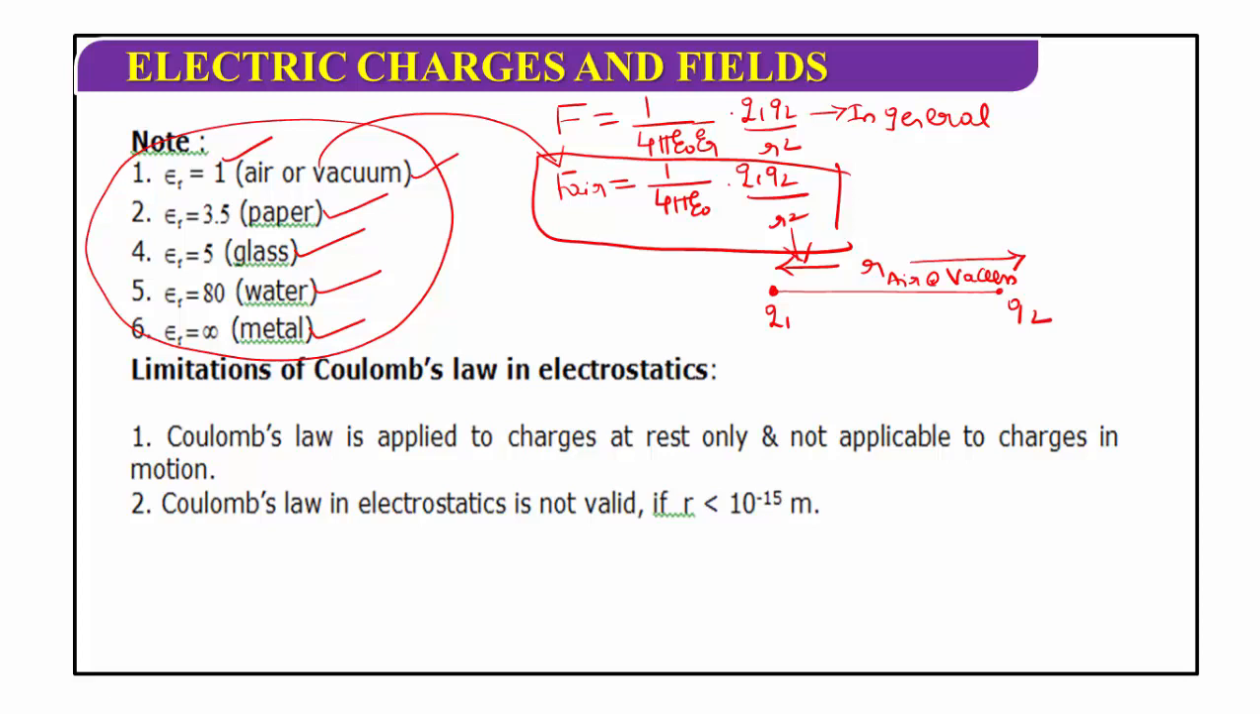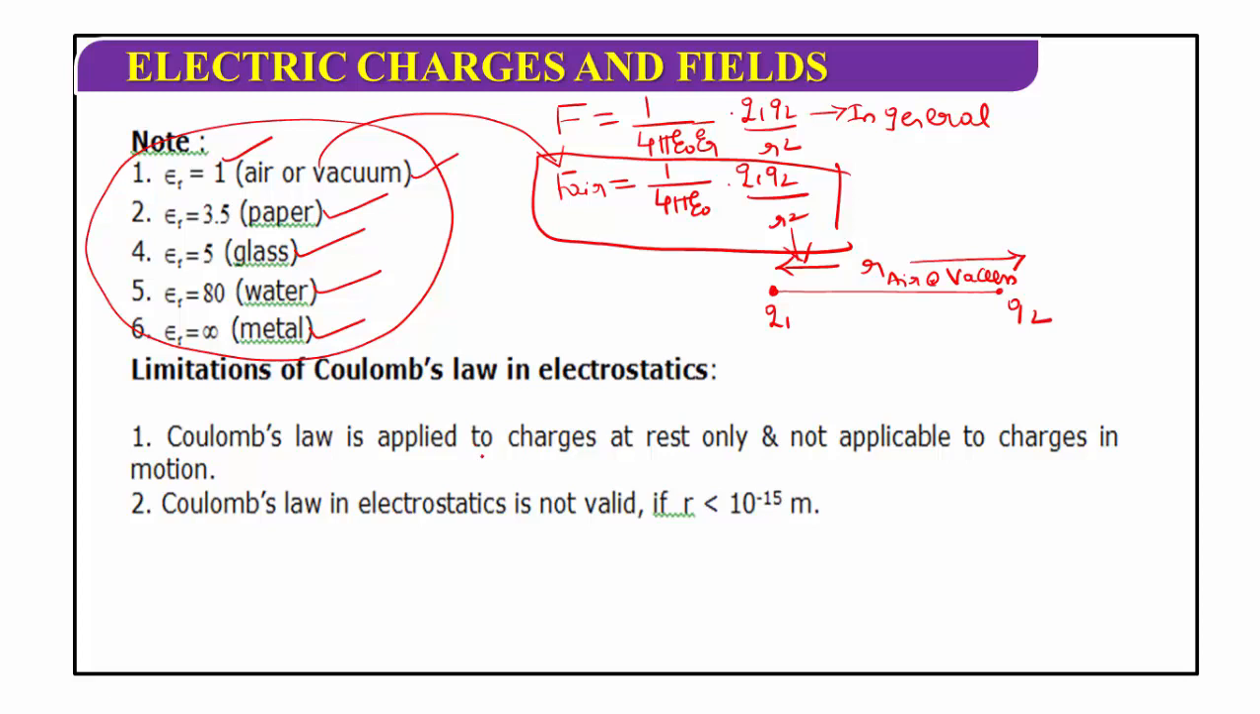What are the limitations of Coulomb's law? Coulomb's law is applied only when the charges are at rest. If the charges are in motion, we cannot apply Coulomb's law. This is the first limitation. Coulomb's law is applied to charges only when they are at rest. If the charges are in motion, there is no possibility to apply Coulomb's law.